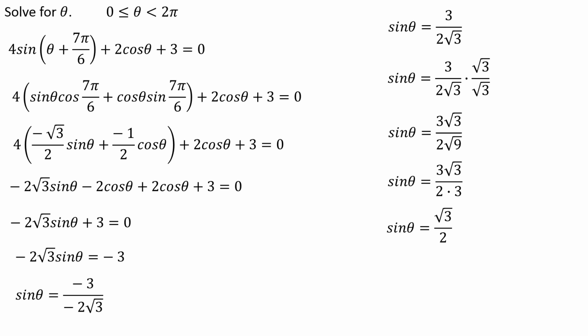So where am I if sine is positive root 3 over 2? Well, I must be at pi over 3 or 2 pi over 3, because I'm at a 60-degree angle. And sine is positive in quadrants 1 and 2. So I'm either at the 60-degree angle in quadrant 1, which is pi over 3, or I'm at the 60-degree angle in quadrant number 2, which is 2 pi over 3.